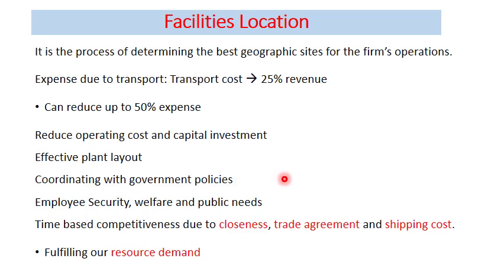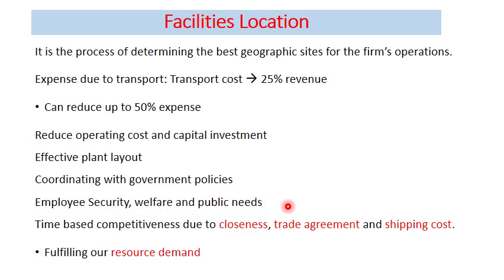Coordinating with government policies is also possible. There are different government policies for different sites, so we can align with the government policy. For example, the government may give an incentive for industrial zone regions. So in order to get those incentives, it's better to locate our facilities in the industrial zones.